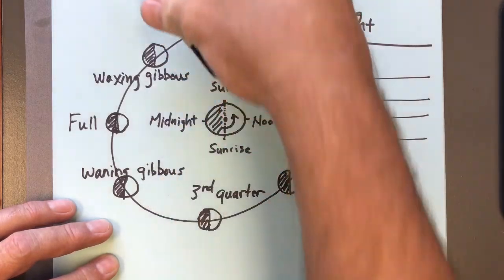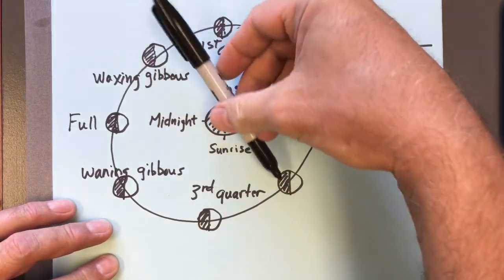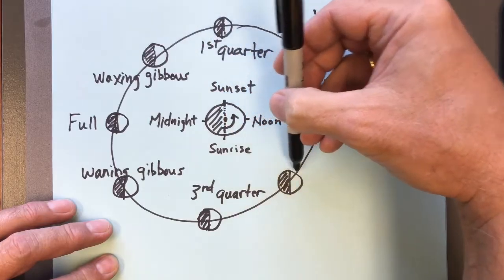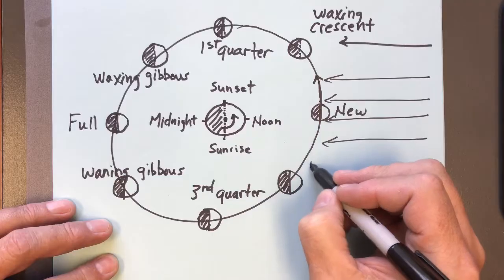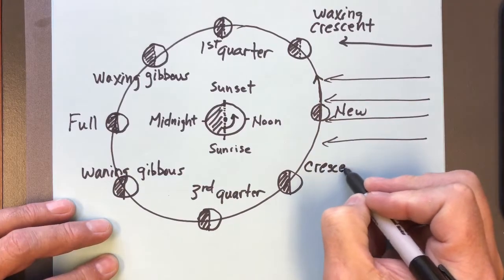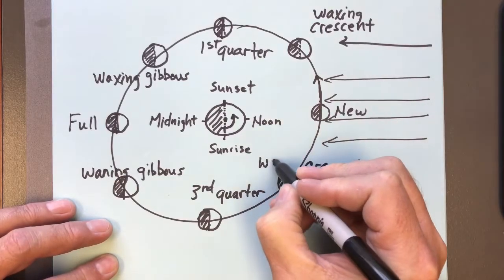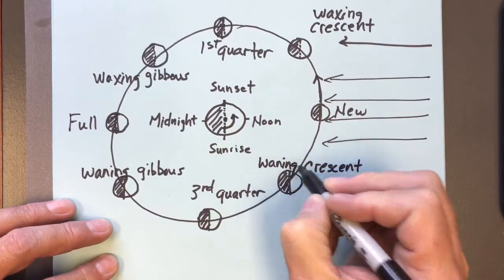But from your perspective here, if you look towards the moon, it's mostly dark with a little bit of the illuminated side. So this is another crescent, and it's a waning crescent.